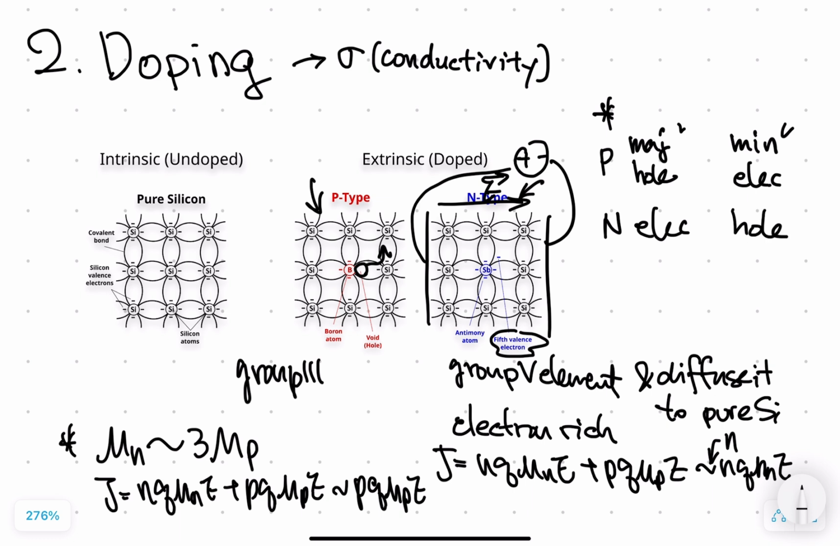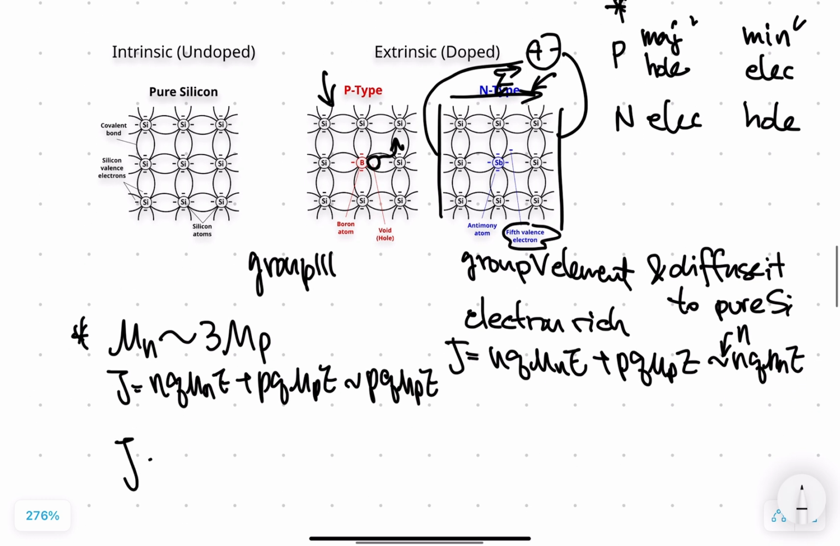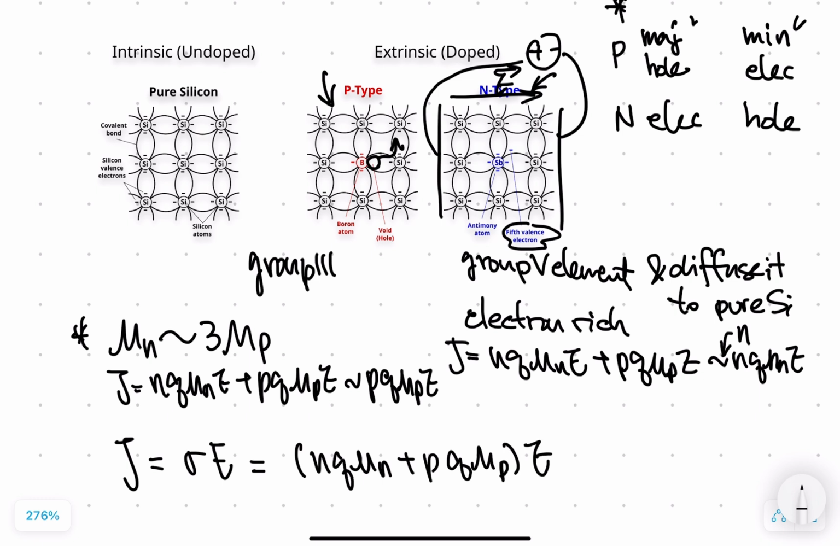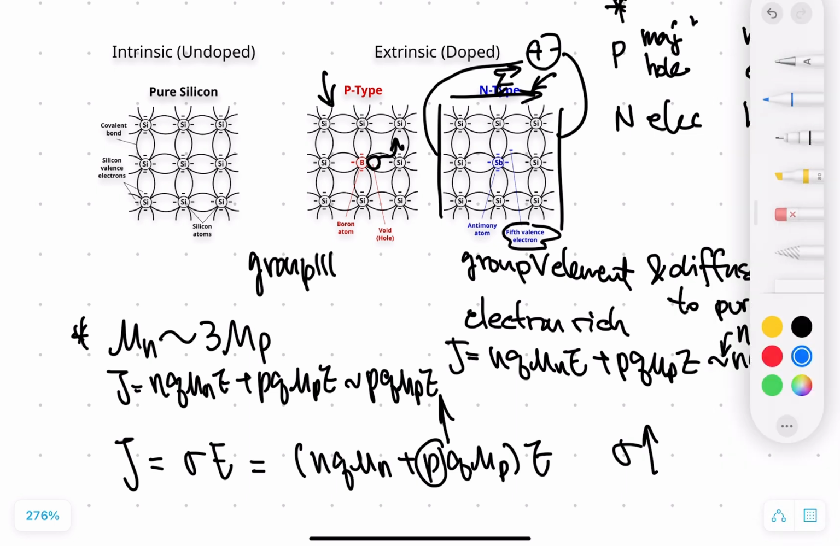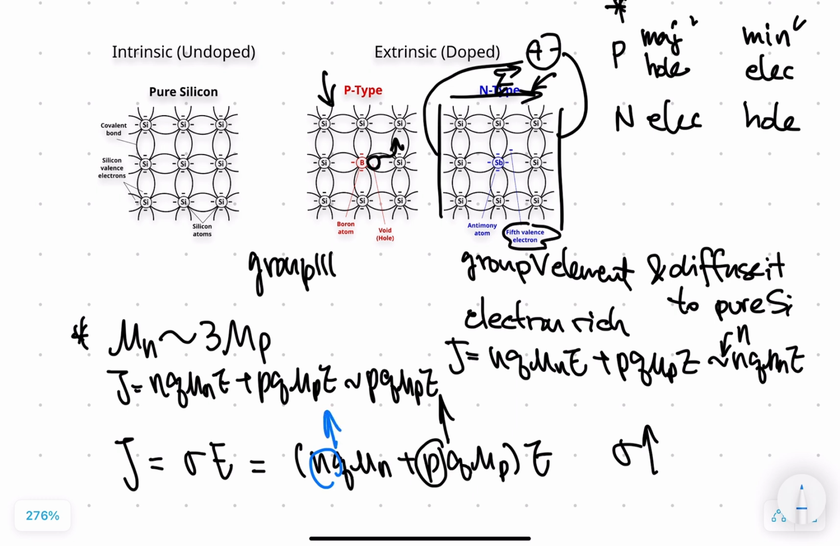So as you can see at video 1, I talked about formula J is equal to sigma E, and this equals (NQ mu N plus PQ mu P) E. So p-type doping is a process that increases P and increases sigma. Also, N-type doping is a process that increases N and thus it will increase sigma.